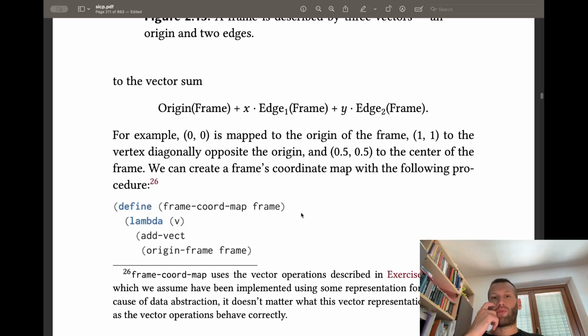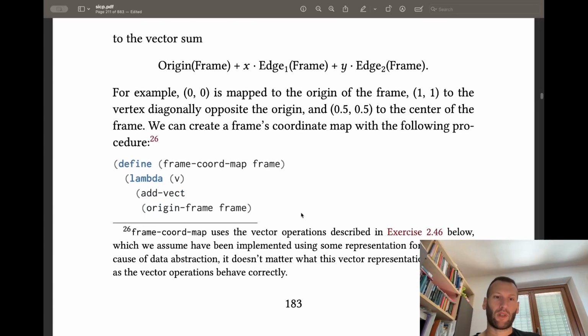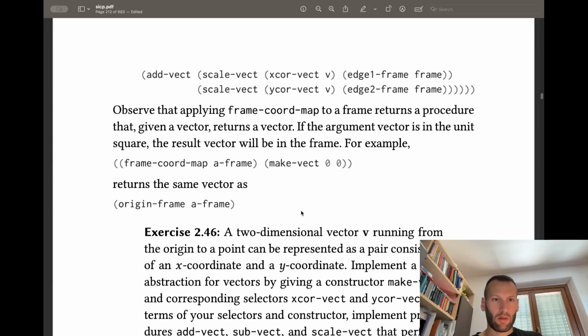We can create a frame's coordinate map with the following procedure. Observe that applying frame-coord-map to a frame returns a procedure that, given a vector, returns a vector. If the argument vector is in the unit square, the result vector will be in the frame.